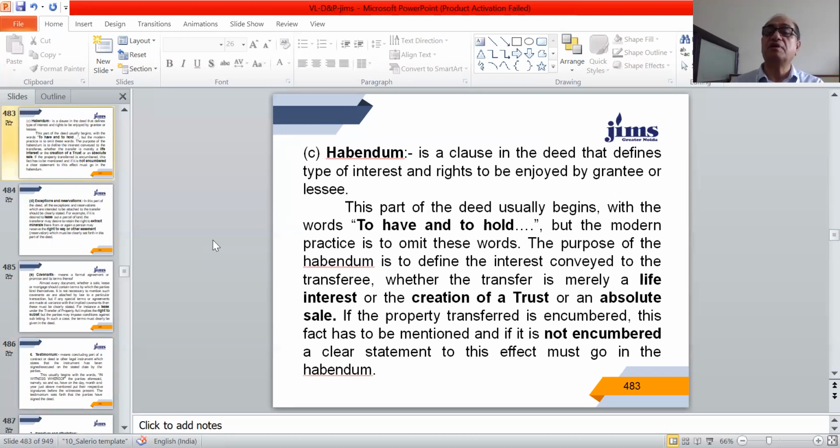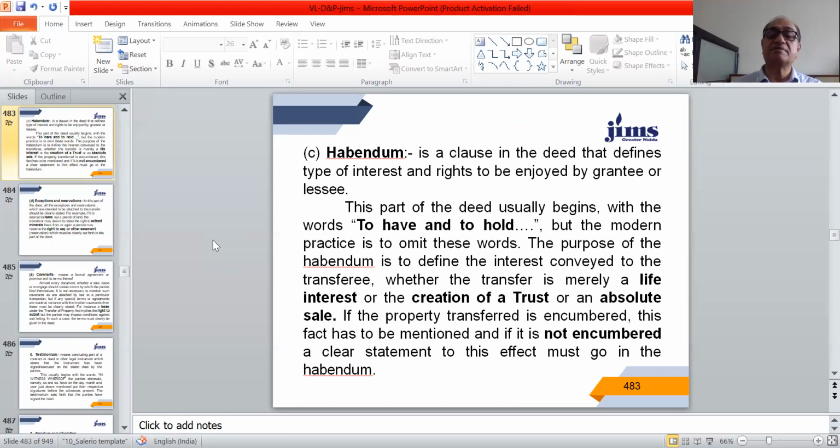Then the third portion of the testatum clause is habendum. Habendum is a clause in the deed that defines the type of interest and rights to be enjoyed by the grantee or lessee. What rights are being conveyed to the other party? This part of the deed usually begins with the words to have and to hold. Say I have gifted my property to my wife, so I will write, now the donee to have and hold the property the way she likes.